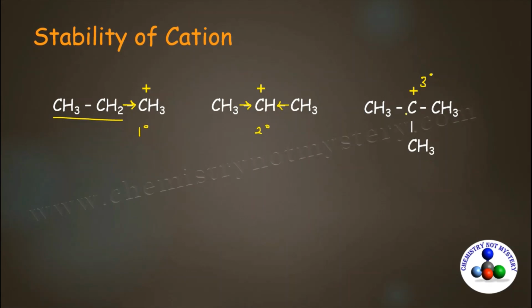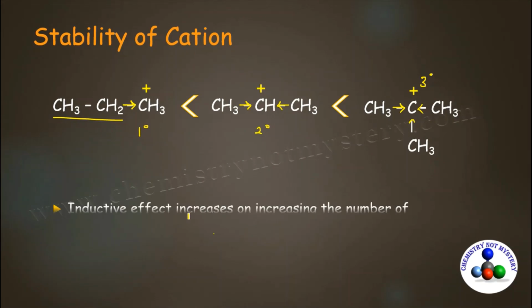In tertiary carbocation, there are three methyl groups that donate electron density via plus I effect. Because there is more plus I effect in case of tertiary carbocation, it is the most stable carbocation. And primary carbocation is the least stable carbocation because there is only one donating group.